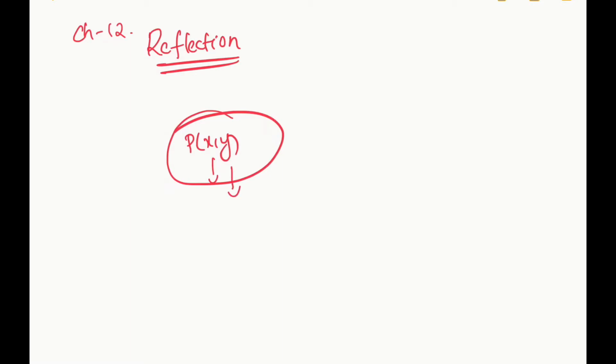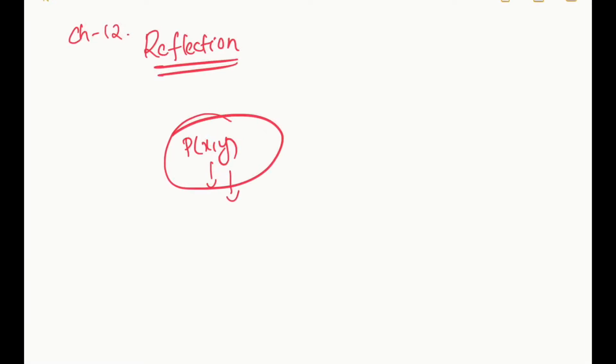Okay. Now, reflection. What is reflection? When an object is placed before a plane mirror, the image formed is at the same distance behind the mirror as the object is in front of it. This is called reflection. You can see the definition of reflection on page number 163.